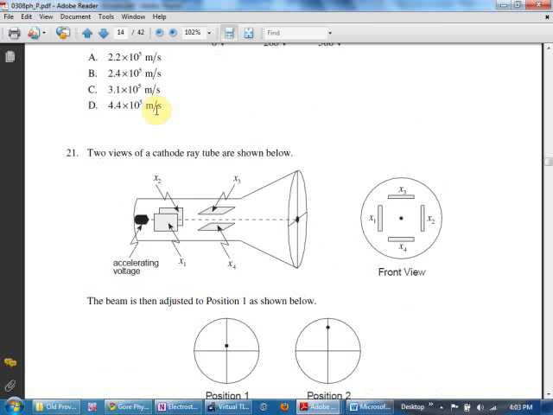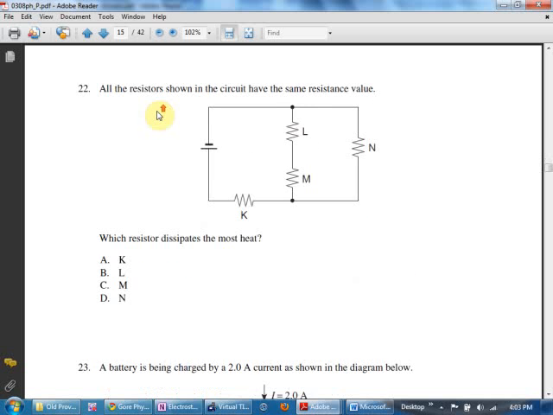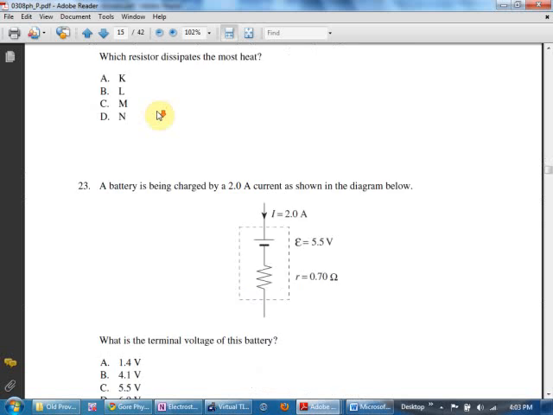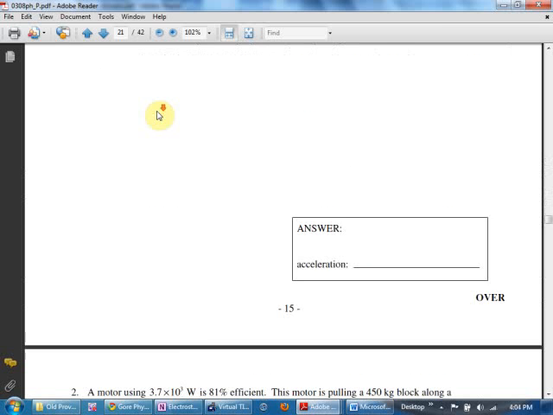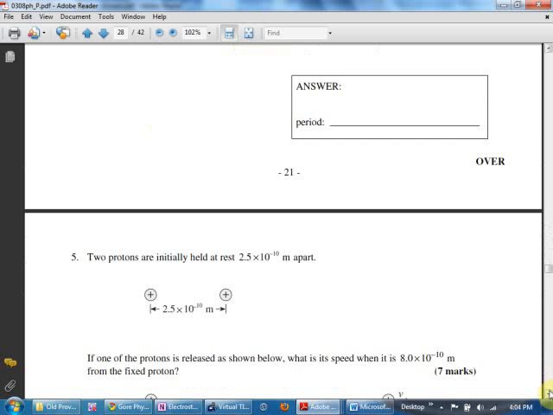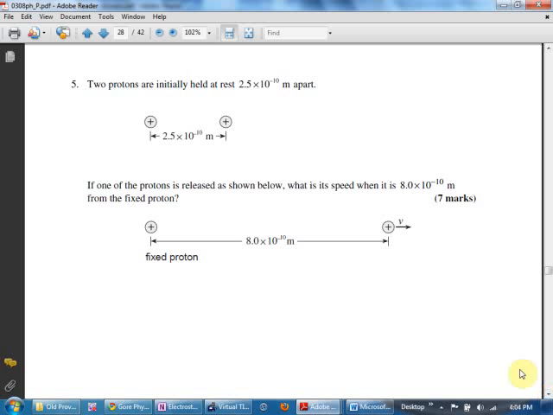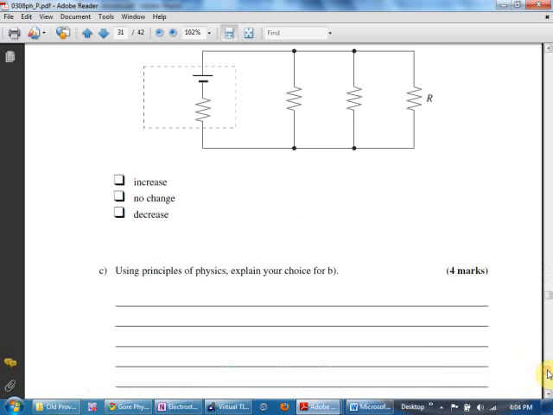And, oh, now we're already on circuitry, so they must have had a written question on electrostatics here. Oh, here we go. Two protons are held initially at rest that far apart. If one of the protons is released, what is its speed when we get to there? Kinetic initial plus potential initial equals kinetic final plus potential final.